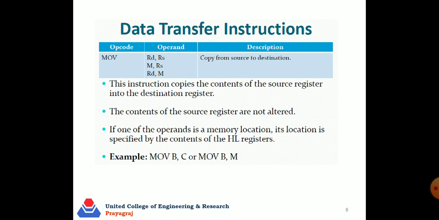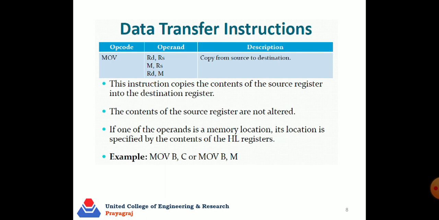Move A comma B, or move B comma C. Here is another instruction: move B comma M. M is one of the operands and it is a memory location. Its location is specified by the content of the HL register.